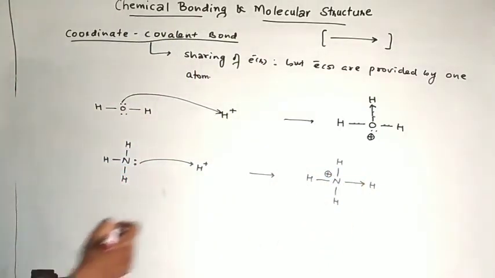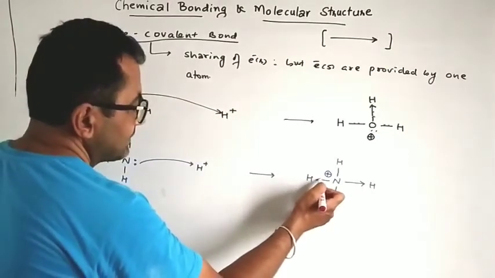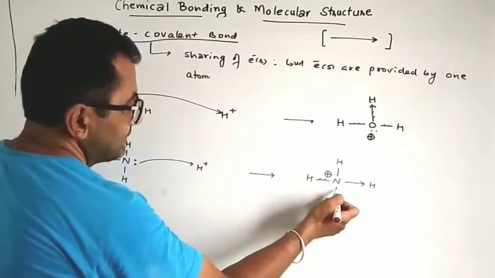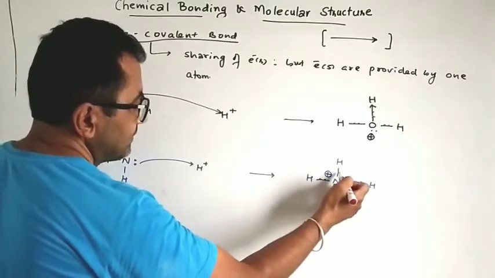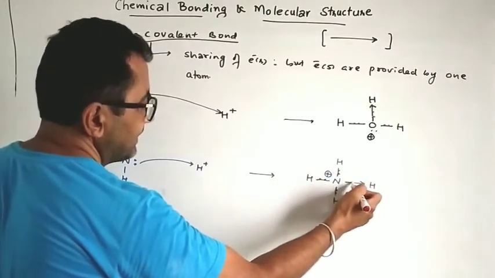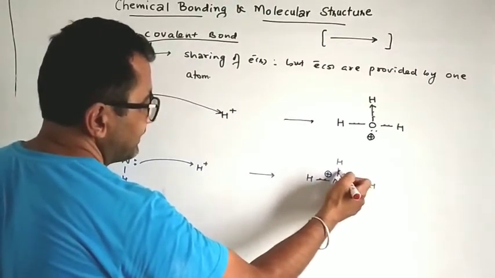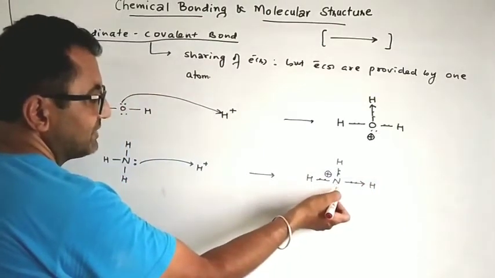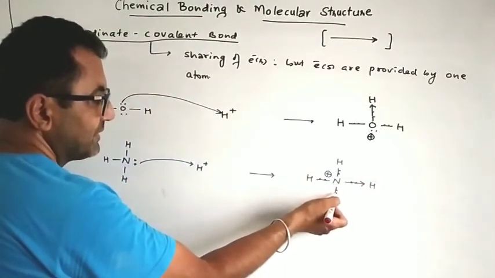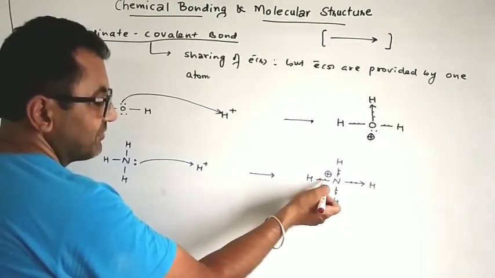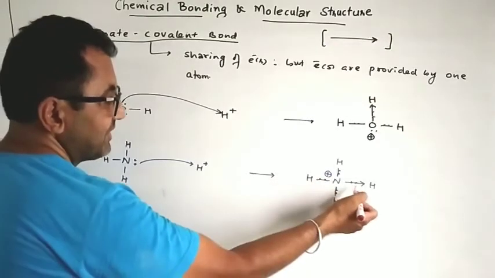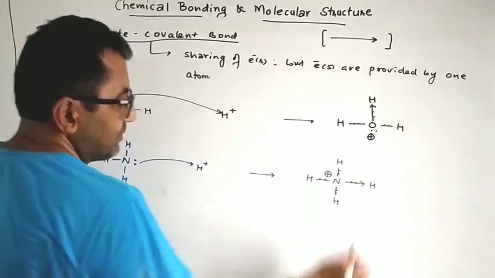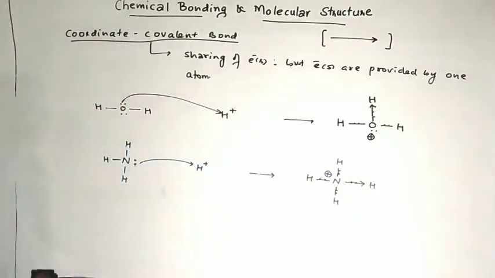So now there are 4 bonds. Just to make it clear, this is a covalent, this is a covalent, this is a covalent, this is a coordinate. You can see that this bond is a covalent. One electron is given by nitrogen, the other is given by hydrogen. One electron is given by hydrogen, the other is given by nitrogen. But here, this pair of electrons, both electrons are given by nitrogen. So this type of bond is called coordinate.